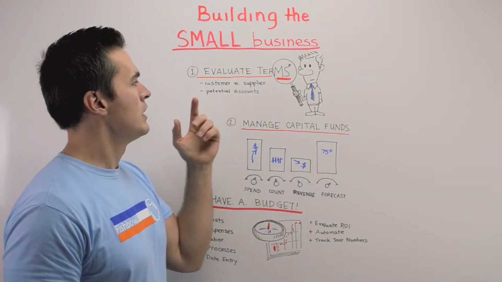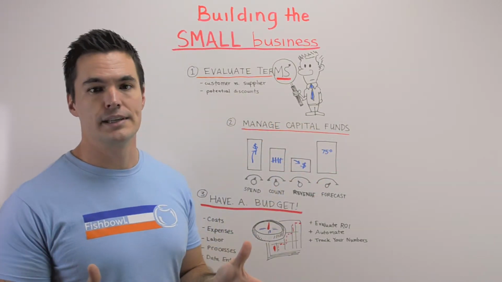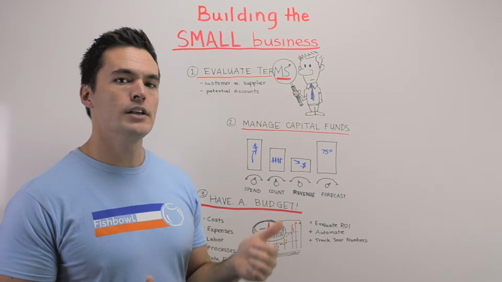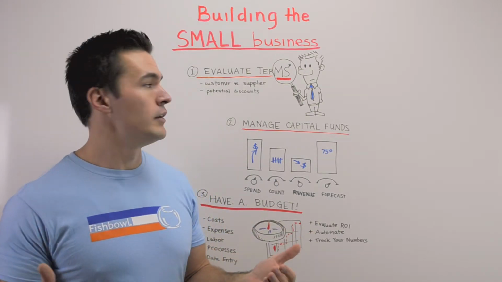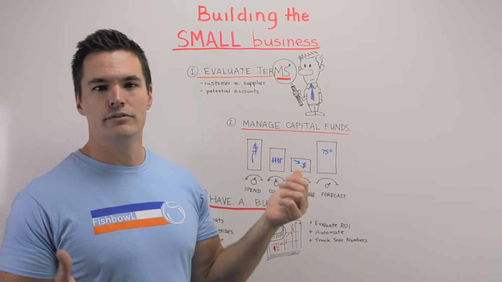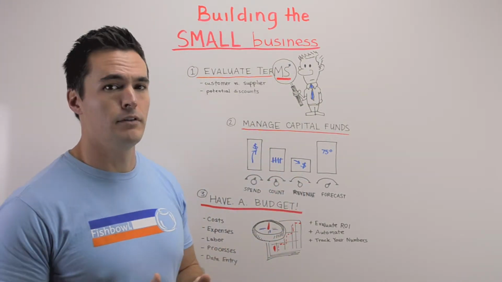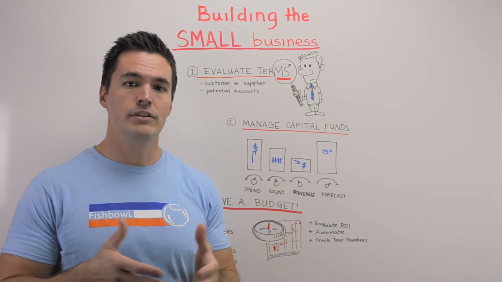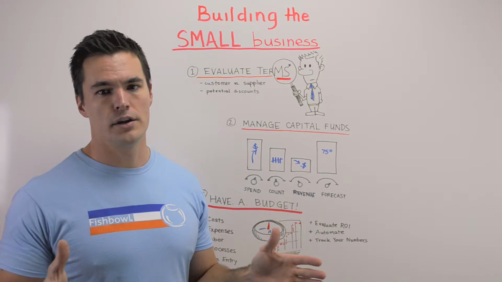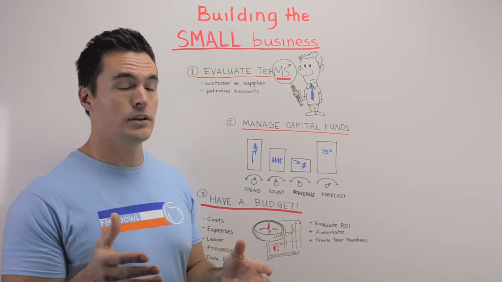So the first one, evaluate your terms. So what does this mean? Let's use an example. Let's say that with your customers, you as your company require 45 days for full payment, but on the supplier end, your vendor may require 30 days. So that means that you may have 15 days where you're having to float those costs. And maybe that works for you, but that might be something that you want to consider.